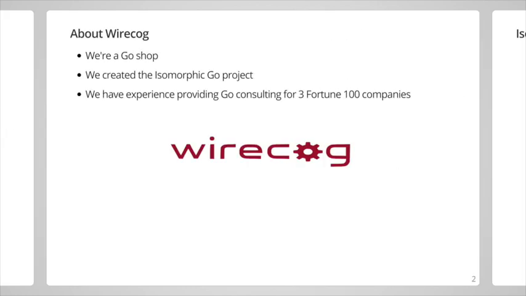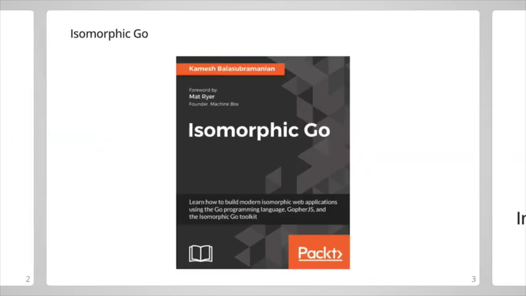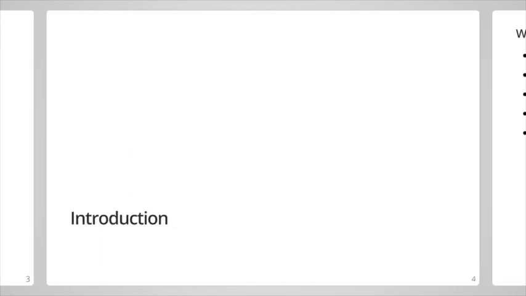So a little bit about myself. I'm the founder of a company called Wirecog, and we happen to be completely a Go shop. And we created the open source Isomorphic Go project. We have experience consulting in Go, and we've done consulting for 3 Fortune 100 companies. I happen to be the author of the Isomorphic Go book, basically taking modern web application development techniques and bringing that over into Go. So today I'm going to be talking about the first mobile app I developed.